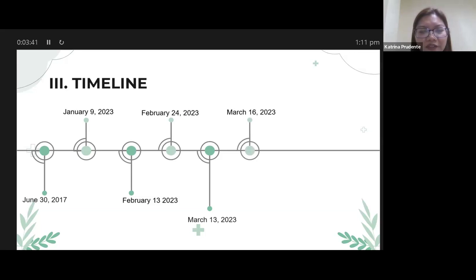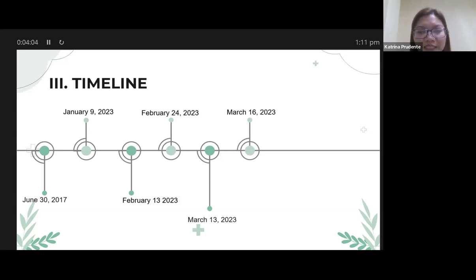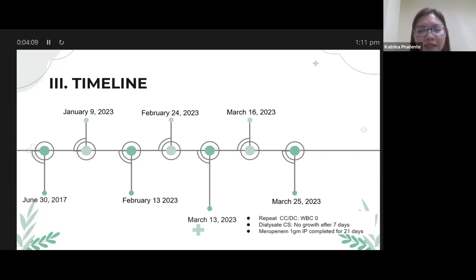However, just 3 days after the insertion of the new catheter, the patient again had an episode of cloudy dialysate and abdominal pain with a dialysate WBC of 133, and this time it was lymphocytic predominance, but the culture revealed Acinetobacter sensitive to meropenem, ceftazidime, and ciprofloxacin. The patient was given another bout of meropenem for 21 days, which was continued. However, in March 2025, there was already improvement and the repeat culture showed no growth, with dialysate cell count with WBC of 0.